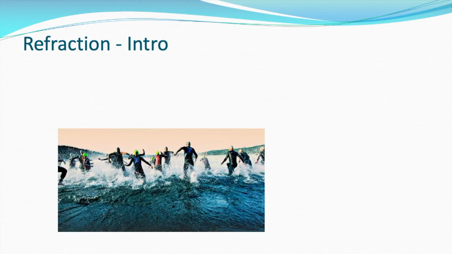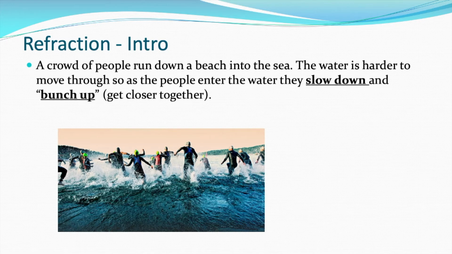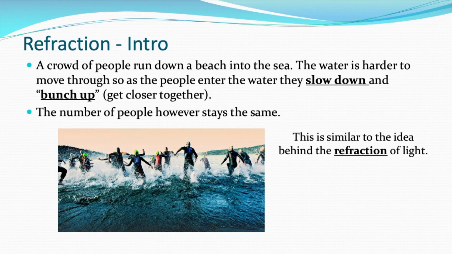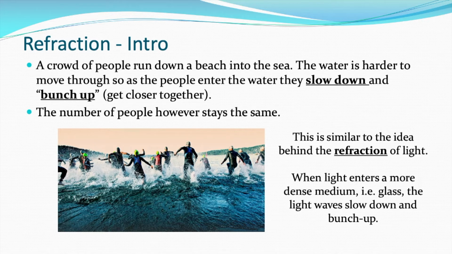Look at this wee picture. There's some people running down the beach. If a crowd of people run down the beach into the sea, the water is harder to move through, so the people that enter the water will slow down and bunch up. They will get closer together. The number of people, however, will stay the same. Now this is similar to the idea behind refraction of light. When light enters a more dense substance, a more dense medium we would call it, for example glass, then the light waves slow down and bunch up.